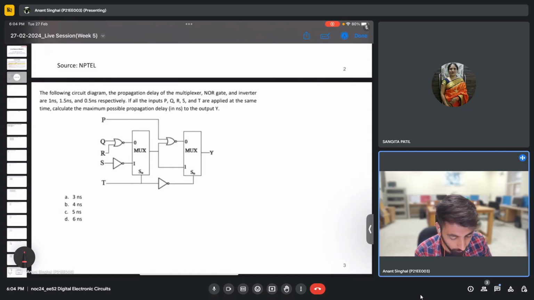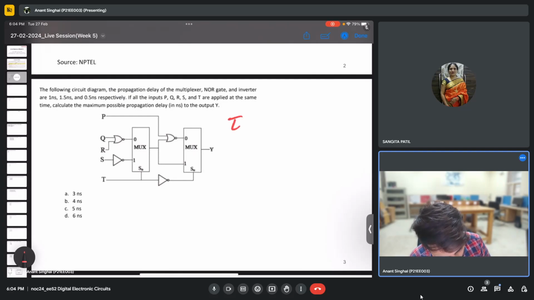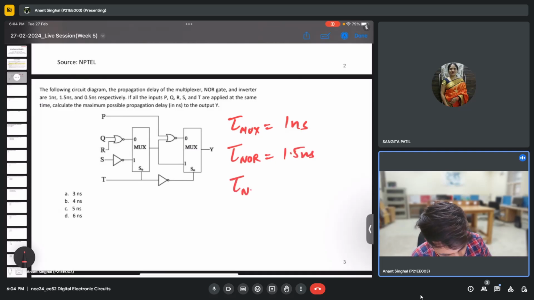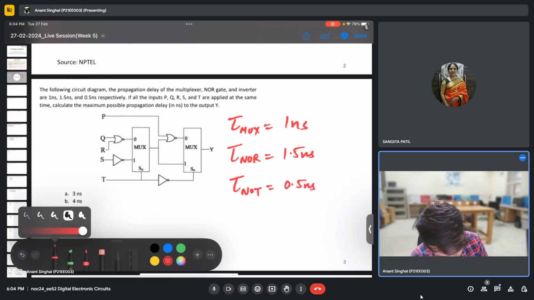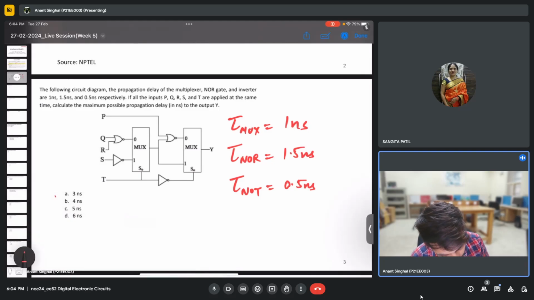So it says the following circuit diagram: the propagation delays of a multiplexer, NOR gate, and the inverter are 1 nanosecond, 1.5, and 0.5 respectively. So I'll write it. The propagation delay for the multiplexer, I'm writing it as mux, is 1 nanosecond. For the NOR gate, it is 1.5 nanoseconds, and lastly for the inverter, or I'm writing NOT, it is 0.5 nanoseconds. And P, Q, R, S, T are applied at the same time.